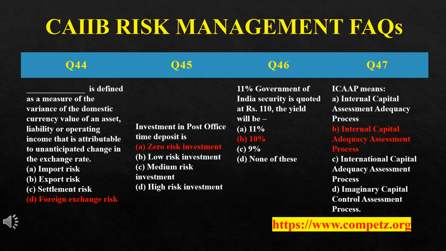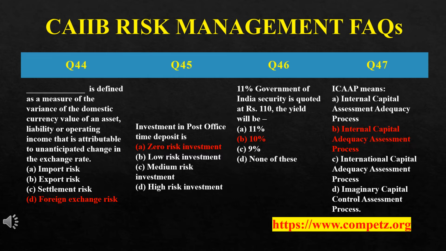Now see here friends, in this slide there are 4 questions. We will read the first question. Dash is defined as a measure of the variance of domestic currency value of an asset, liability or operating income that is attributable to unanticipated change in the exchange rate. You can see the question first. There are 4 options also given. The answer for this is foreign exchange risk.